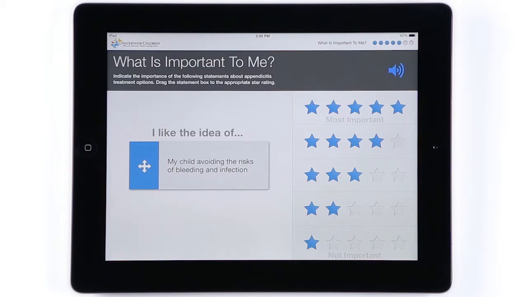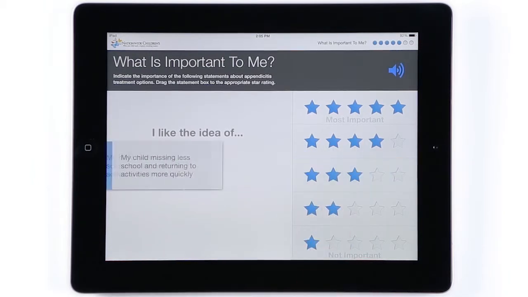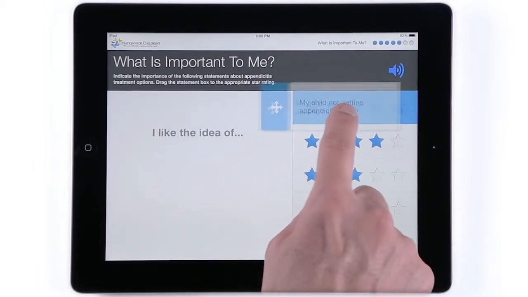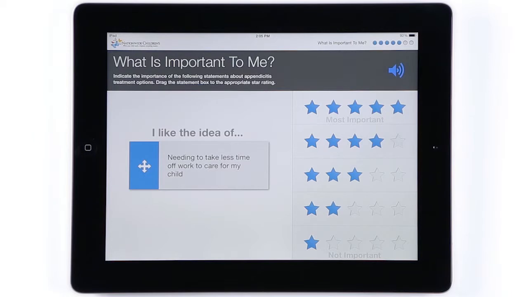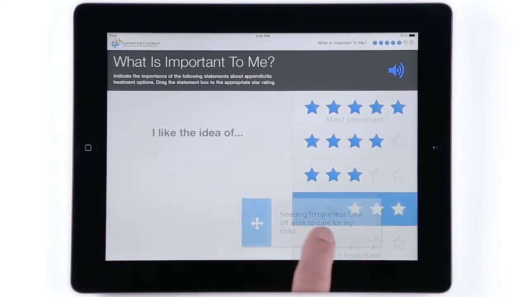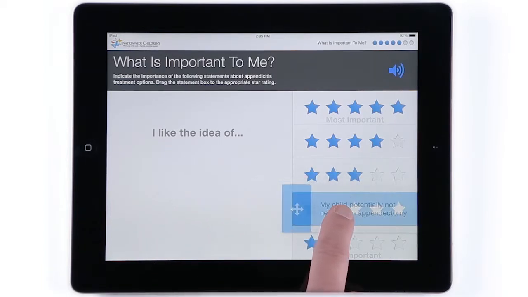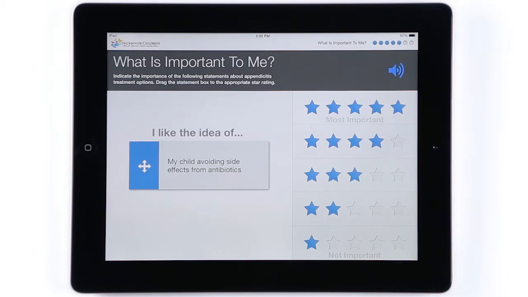I like the idea of my child avoiding the risks of bleeding and infection, my child not having to take antibiotics at home, my child missing less school and returning to activities more quickly, my child avoiding general anesthesia, my child not getting appendicitis again, needing to take less time off work to care for my child, my child potentially not needing an appendectomy, my child avoiding side effects from antibiotics.